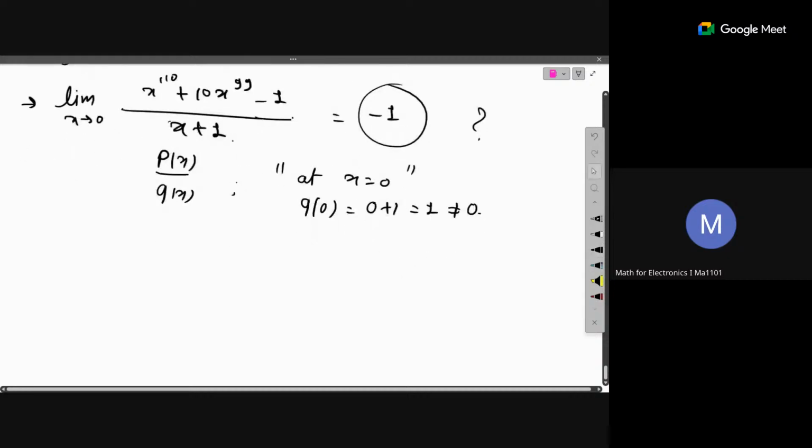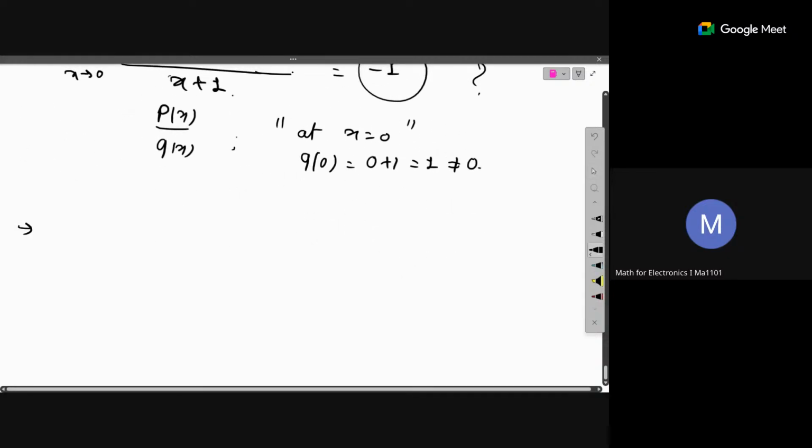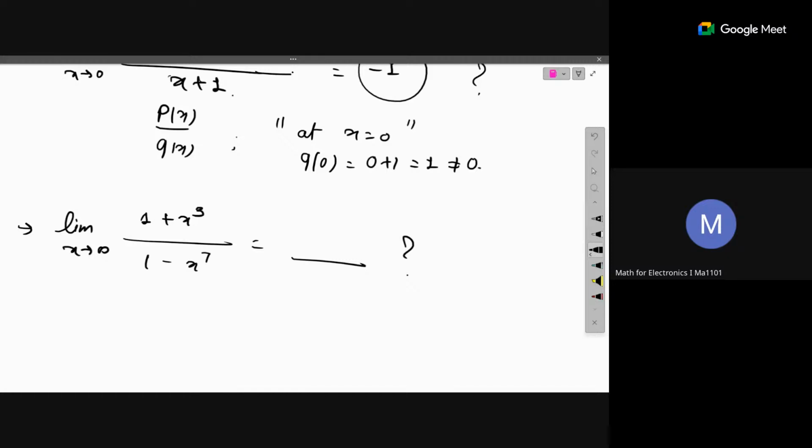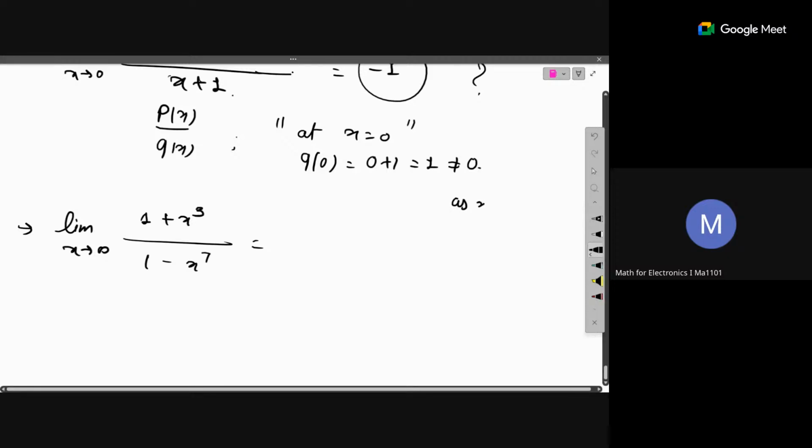Now let's try to answer this question. Find the limit as x goes to infinity of 1 plus x cube upon 1 minus x to the power 7. 0? Yeah, its answer is 0. Again, whenever you have such a function where a much higher value of x is involved, we know that as x goes to infinity, x cube will also go to infinity, and x to the power 7 goes to minus infinity. So here we are getting an infinity by infinity kind of case, right?